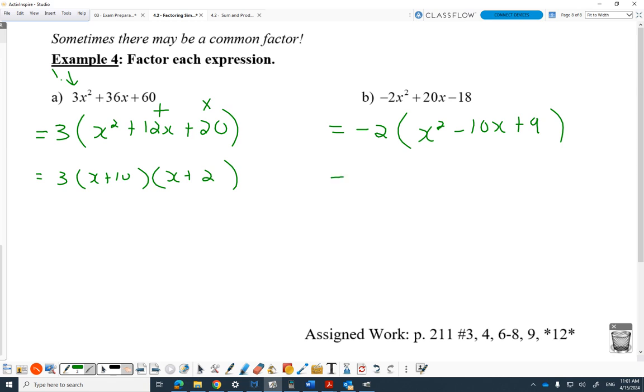Now, 2 things that multiply to 9 but add to negative 10. Let's check. Negative 1, negative 9. Negative 3, negative 3. Those are the only 2 pairs that multiply to 9. Which one adds to negative 10? Negative 1 and negative 9.